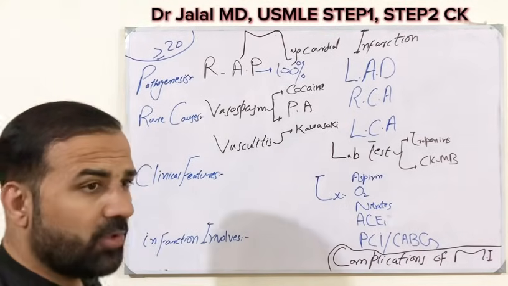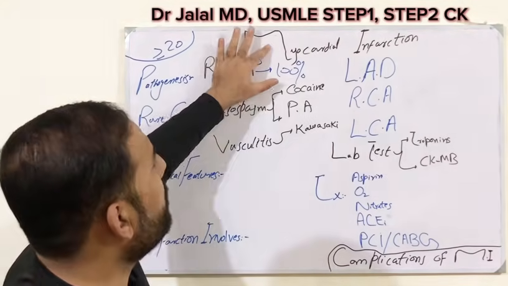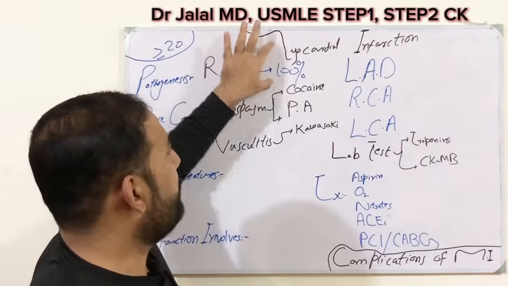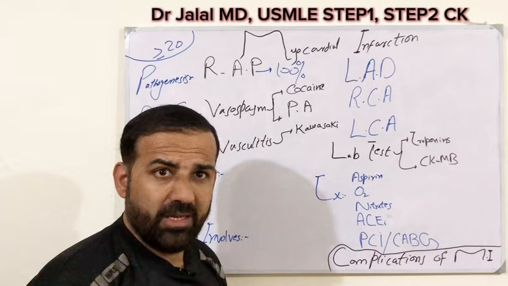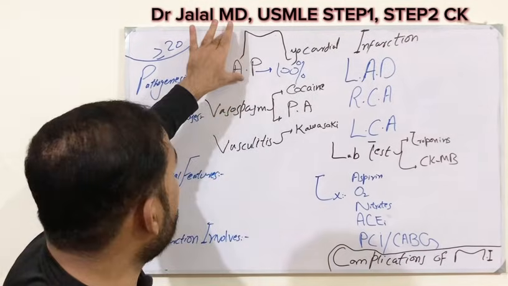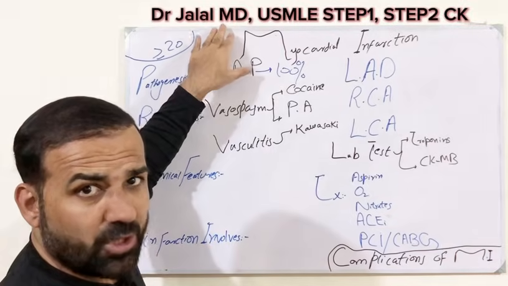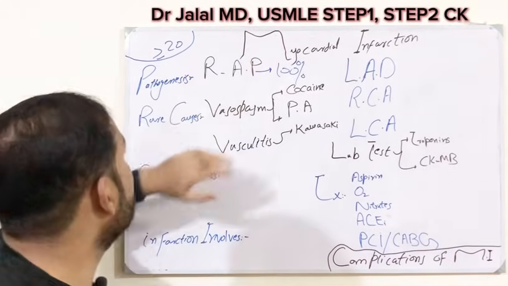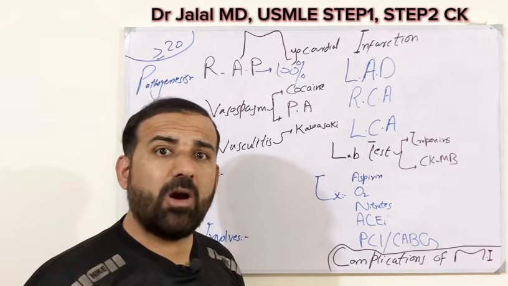Now we will talk about clinical features of myocardial infarction. A patient suffering from myocardial infarction will present with severe chest pain, sometimes described as crushing chest pain, and the patient will be sweating, meaning diaphoresis will be seen, and shortness of breath will be seen. Remember, this chest pain might be radiating to the arms or jaw.